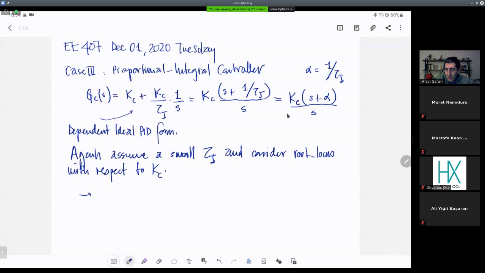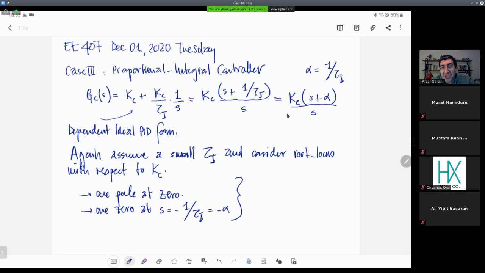So what do we have? We have one pole at 0 and 1 zero at s equal to minus 1 over tau I, which is equal to minus alpha. Overall we have one pole and 1 zero. That means we don't change the number of asymptotes, in the sense that we don't add any new asymptotes or reduce the number of asymptotes. So the number of asymptotes is unchanged.